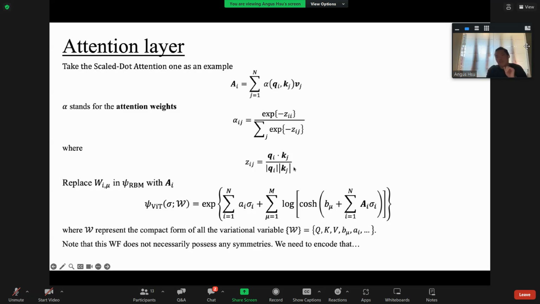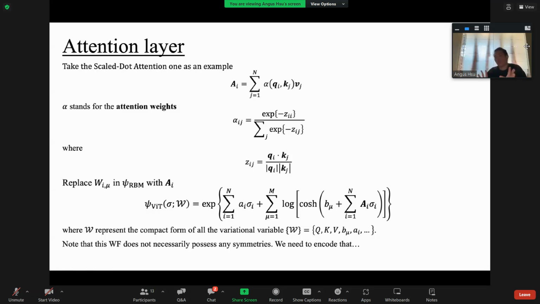Ultimately you just want to replace your W with the AI, and then use the same form of your variational wave functions. That's why they pick the log cosh in the paper, because this form gives you a hint of what your activation function should be. So now you just let the machine perform gradient descent on all of your variational parameters to find the lowest ground state wave function.